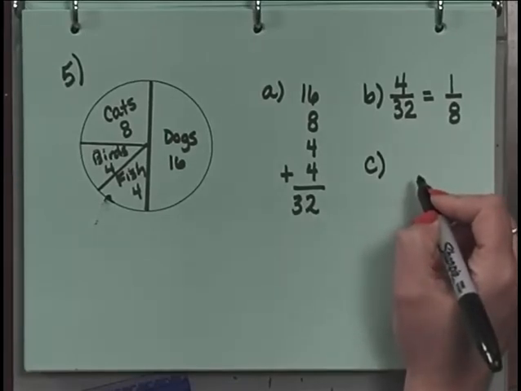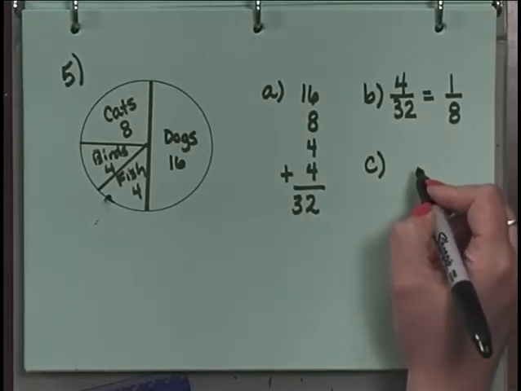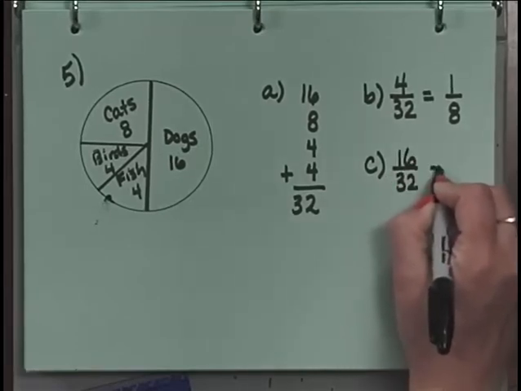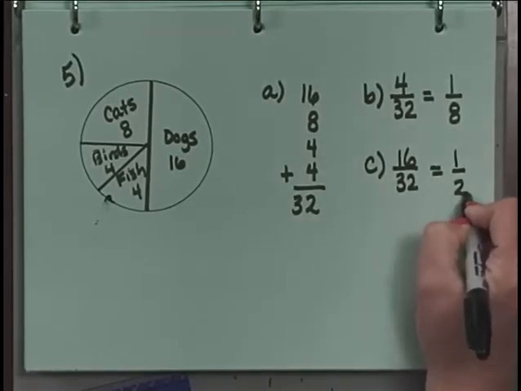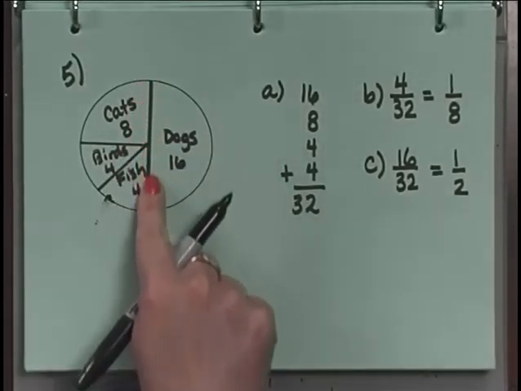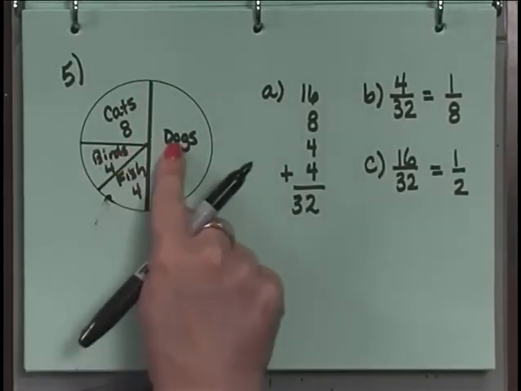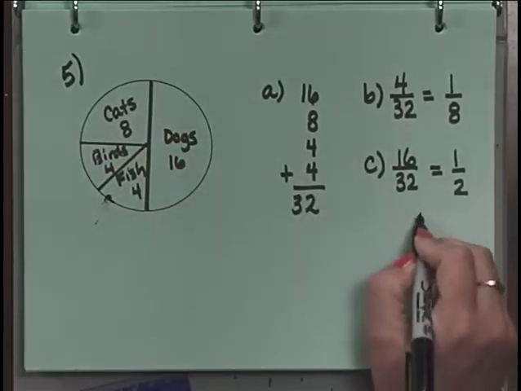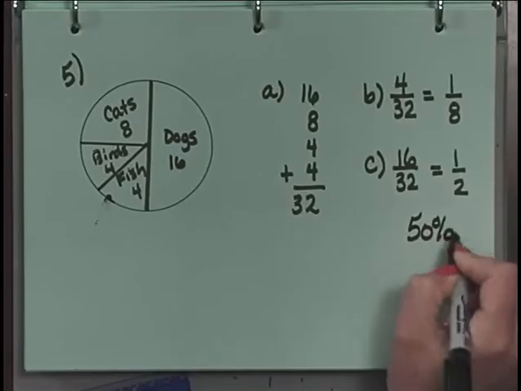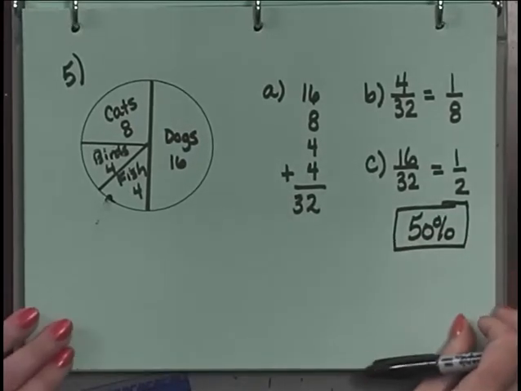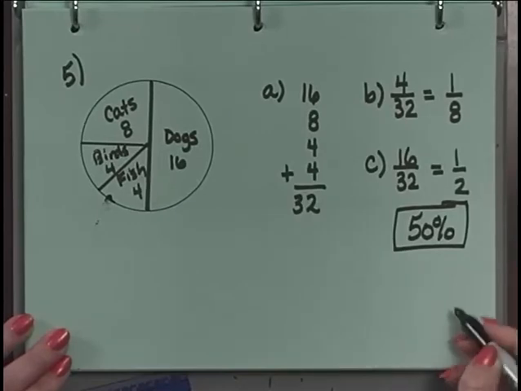C, what percent of the pets are dogs? Well, out of the 32 pets, 16 are dogs. And 16 out of 32 is the same thing as the fraction 1/2. That's what I told you, that if you have a diameter here, that's dividing the circle into 2 equal halves. So dogs are representing 1/2. And you know from our studies that 50% is the same thing as 1/2. So 50% of the pets are dogs.